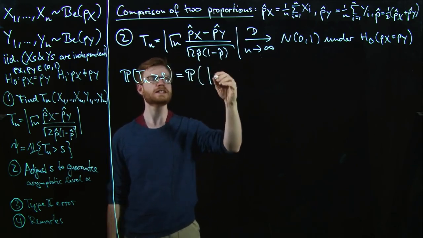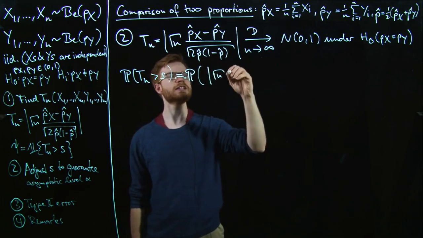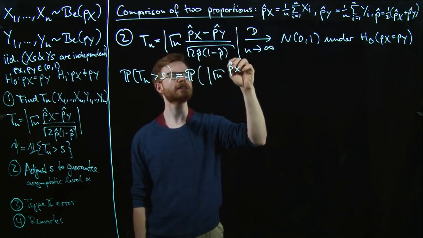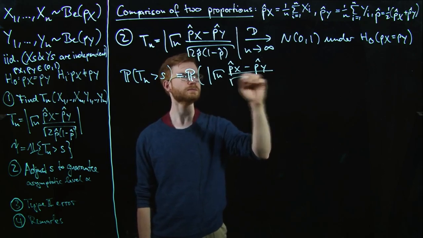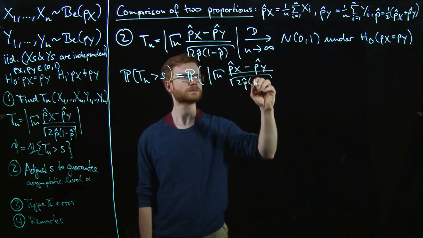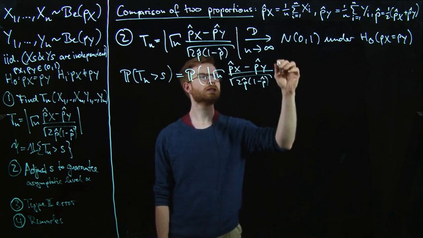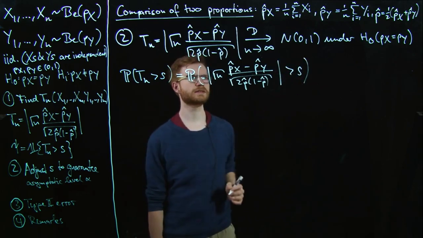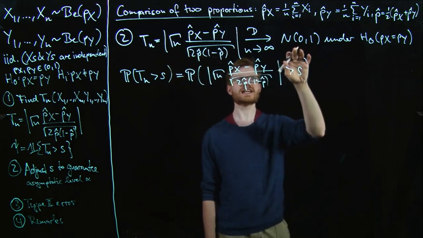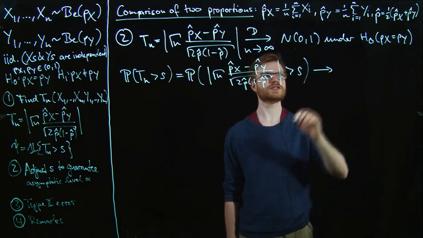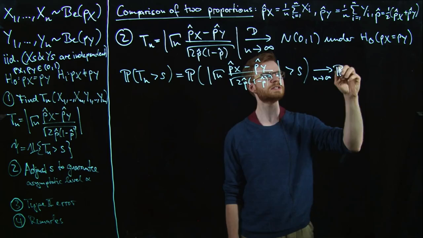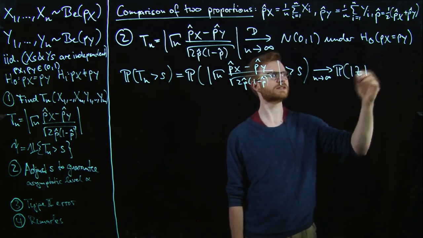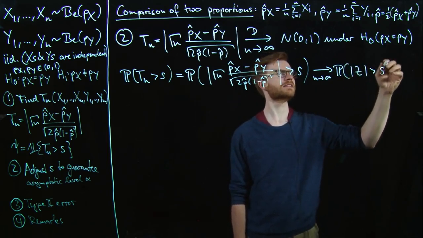But this is exactly the probability that the quantity I calculated for Tn exceeds level S. And by this asymptotic normality, by the convergence in distribution, as n goes to infinity, this goes to the probability that a standard normal random variable, let's call it z, exceeds level S.